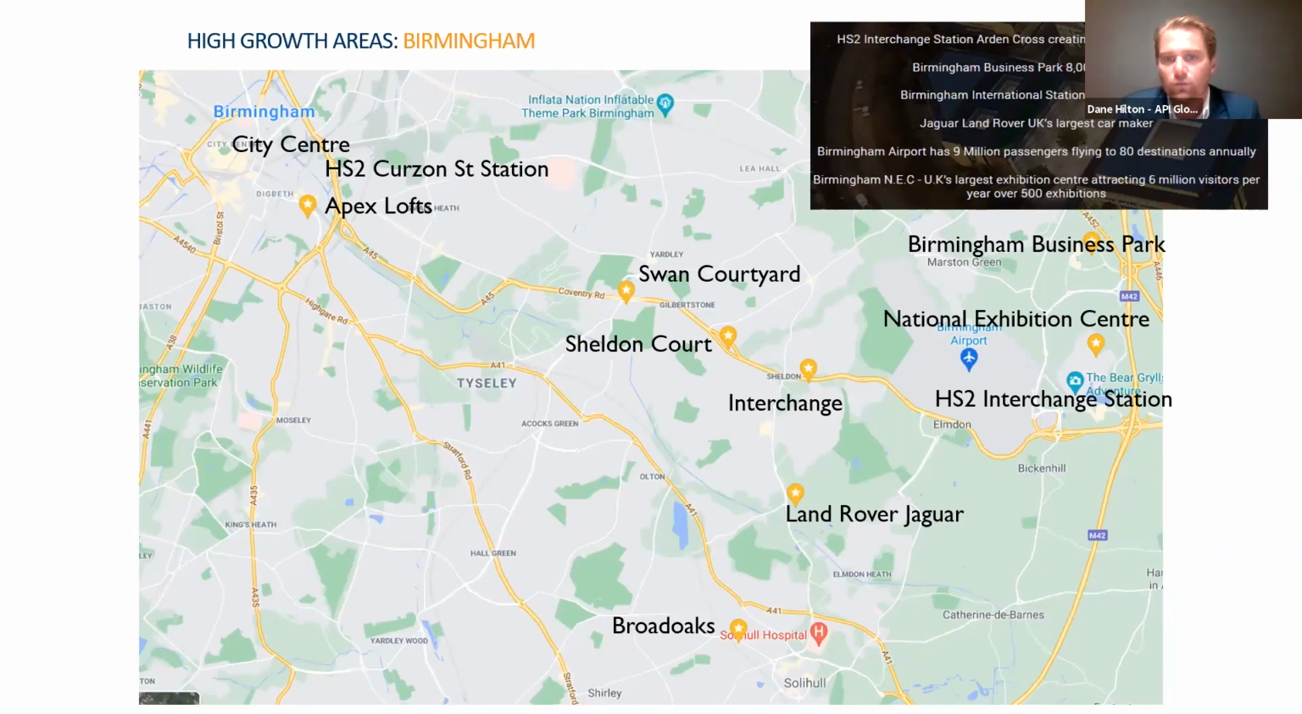So for us, we've seen an opportunity, and we're fortunate that we've had a number of developments complete in this growth corridor that sits between the city centre of Birmingham, which is getting all that investment, and the Hub air location, which is by the Birmingham Airport. Our developments that we've completed, Sheldon Court and Interchange, that sit towards the centre line, have performed significantly well.